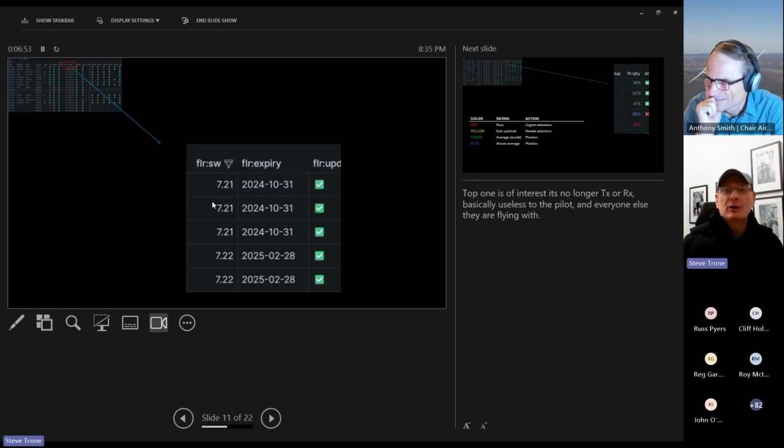The other one, which I always look at first, is the FLARM software version number and the date that version of software expires. It's not as important as it was 6 or 12 months ago, because now there is no expiry for the new versions of software that are being loaded.